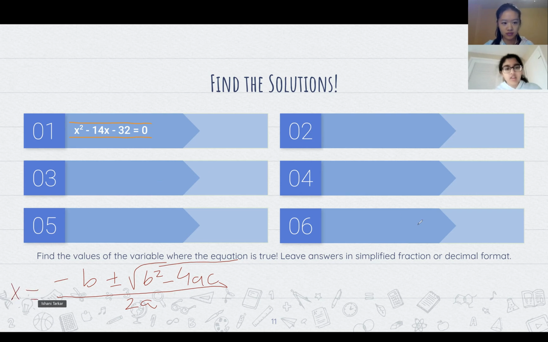So these are the x values. So find the solutions for x squared minus 14x minus 32, and put your answers in the chat.